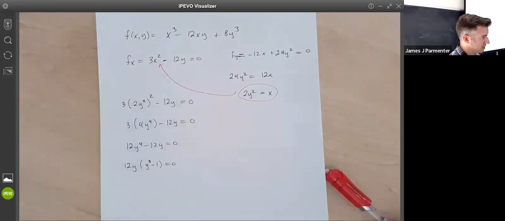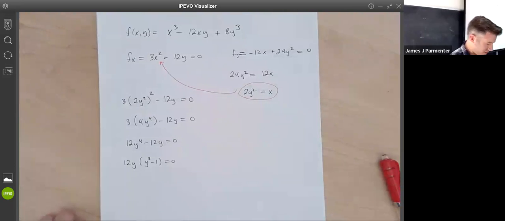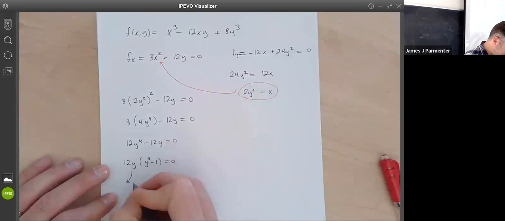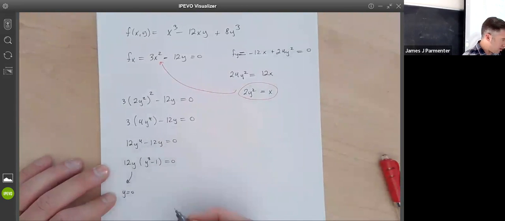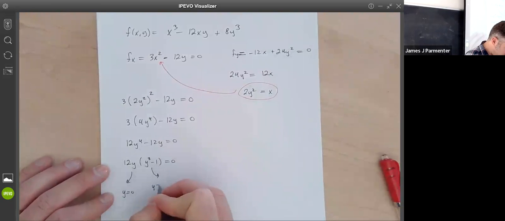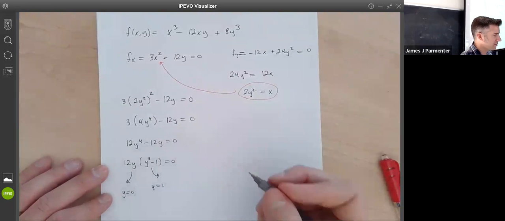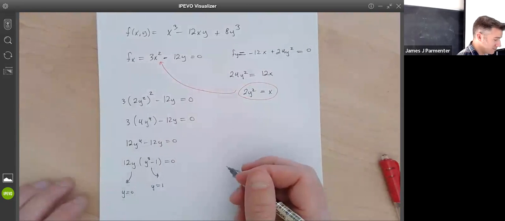One thing I really want to emphasize, well, actually, let's solve this and then I'll point it out. So solving this, I either get y equal to 0 or y equal to what? Oops, I wrote it down before I finished asking the question. Or y equal to 1.